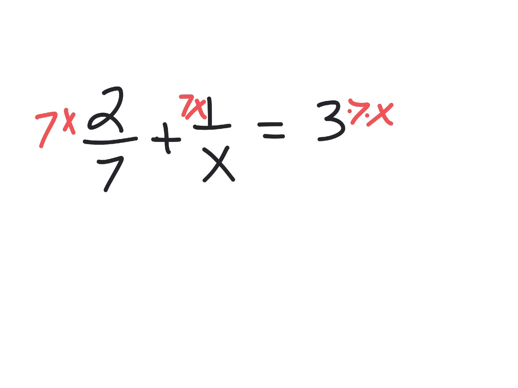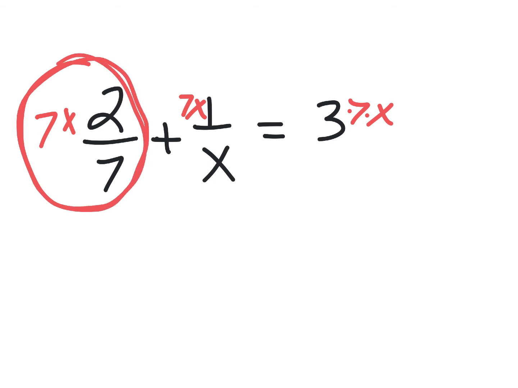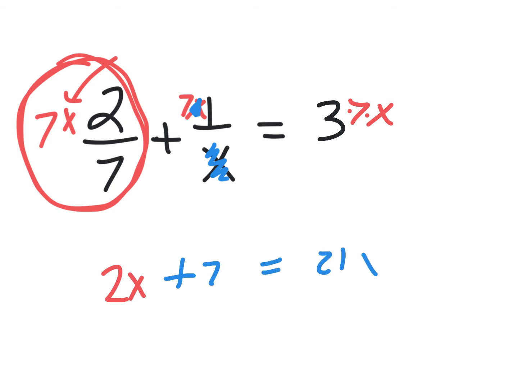Studer, what cancels in this little part of the equation? 7. So what do you have left? 2x. Thank you. Last time I screwed up and thought that was just a times sign. I should probably be using an n so that doesn't happen. Then these cancel out and I get plus 7 equals 21x.